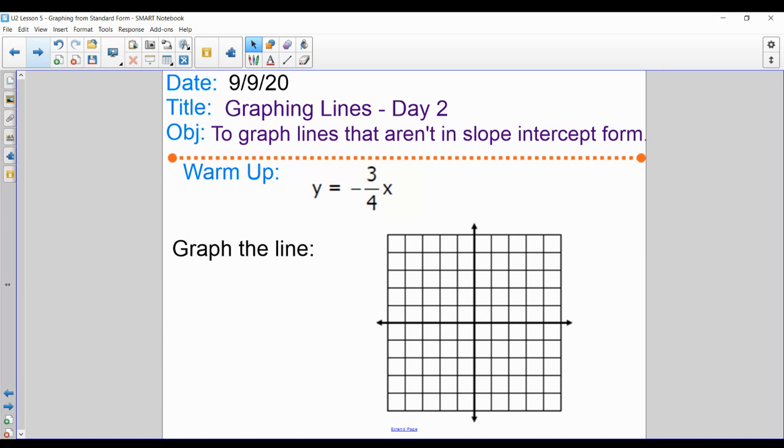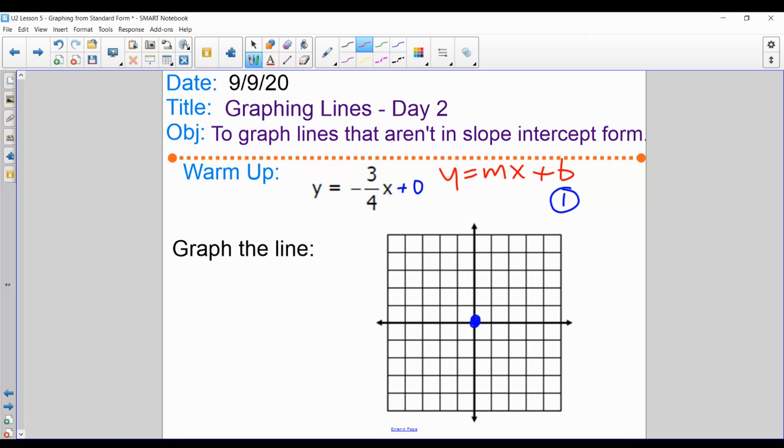Okay, so the solution to this warm-up, remember we are thinking about this equation, y equals mx plus b. We're going to start by plotting the y-intercept. Well, if I look at this equation, really what's out there is plus 0. So I'm going to be right at the origin.